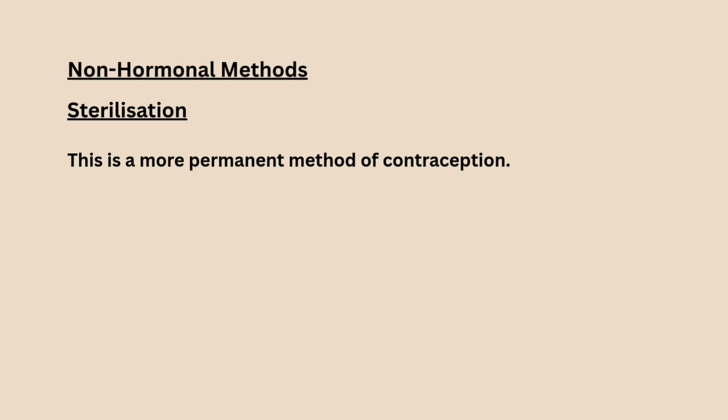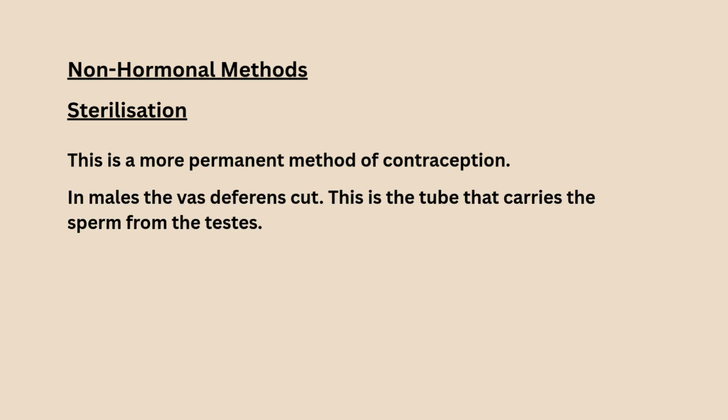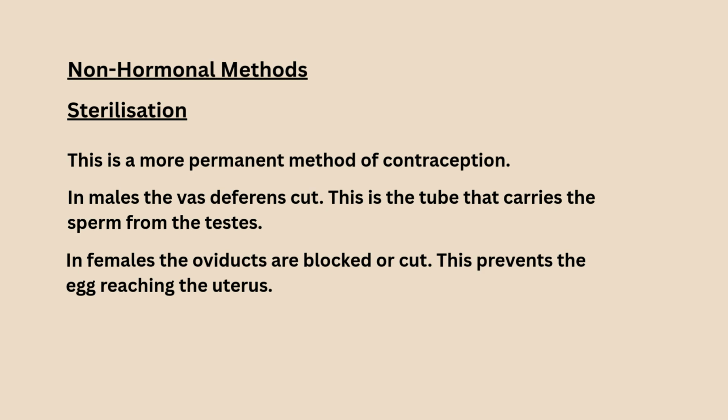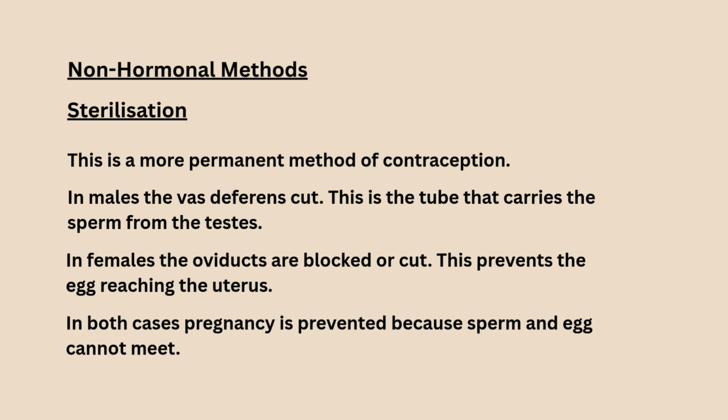Sterilization. This is a more permanent method of contraception. In males, the vas deferens is cut. This is a tube that carries the sperm from the testes. In females, the oviducts are blocked or cut. This prevents the egg reaching the uterus. In both cases, pregnancy is prevented because the sperm and the egg cannot meet.